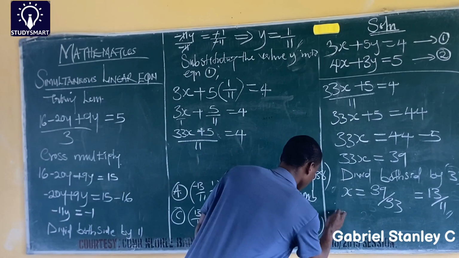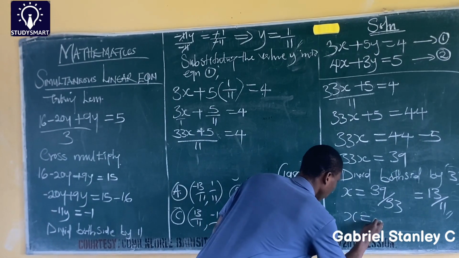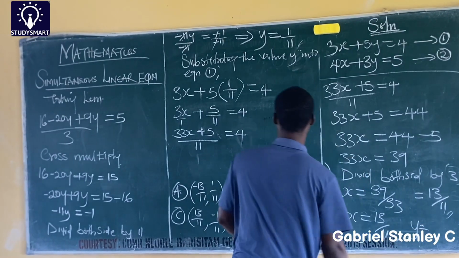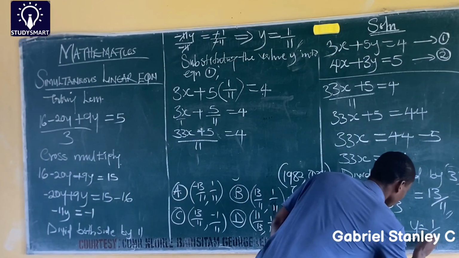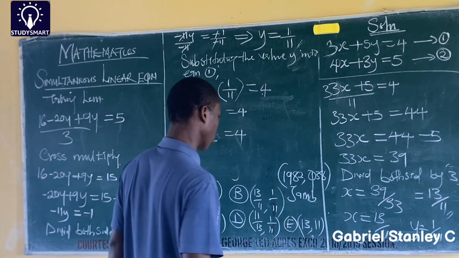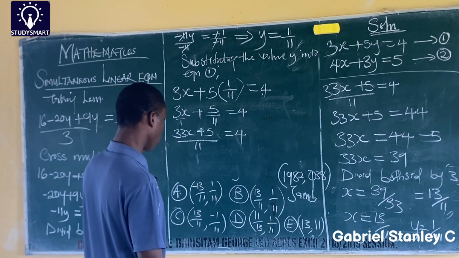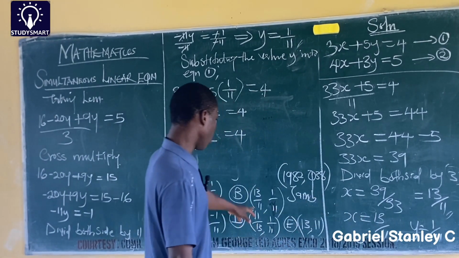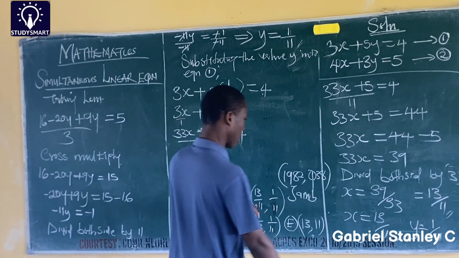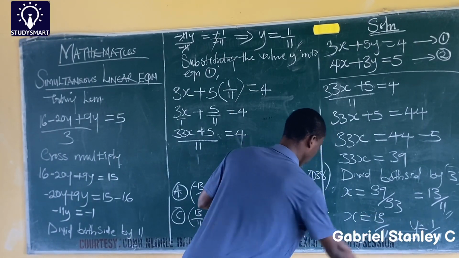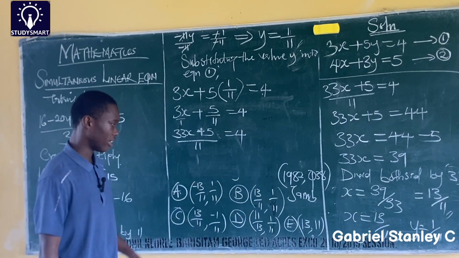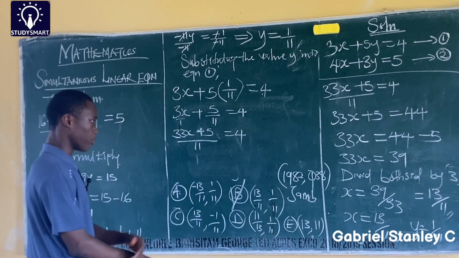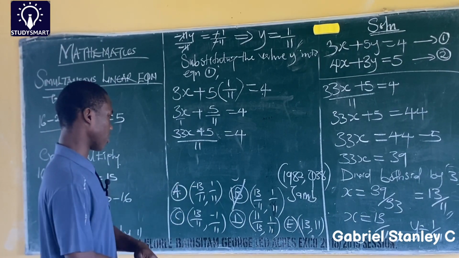So my x is equal to 13 over 11, and then my y is equal to what? 1 over 11. So I'm going to go back to that option, and then we are going to check. Right, so I have x to be 13 over 11, and my y to be 1 over 11. So option B becomes the answer to that problem.